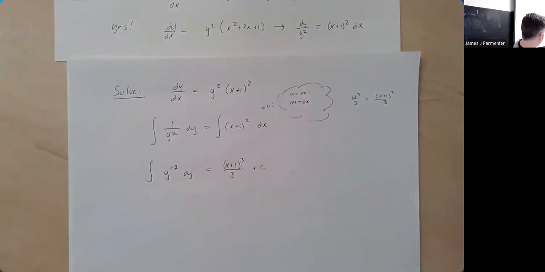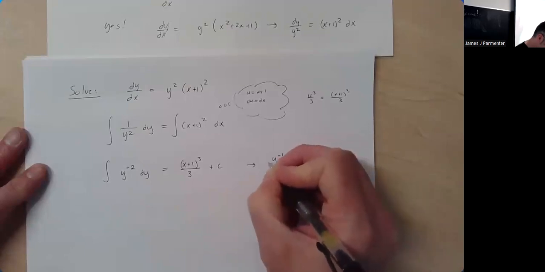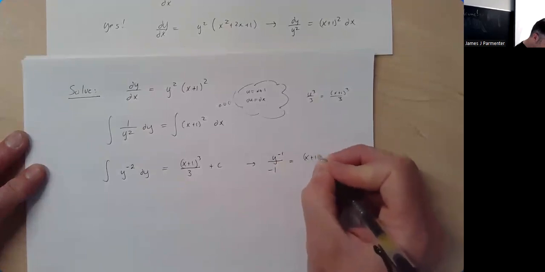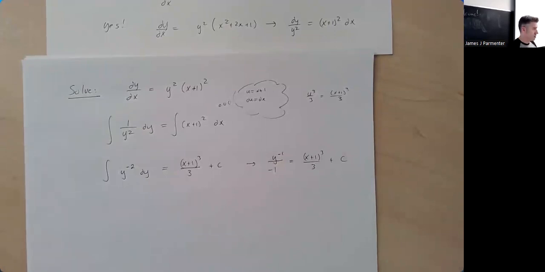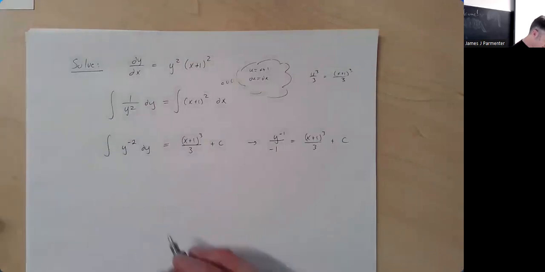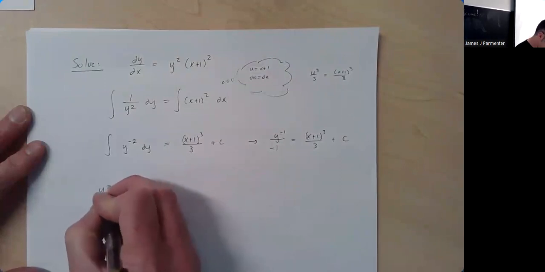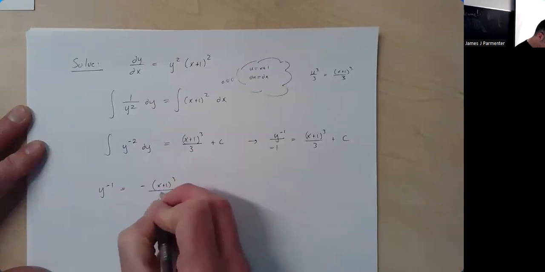And now we're going to anti-differentiate the left-hand side. So we're going to get y to the -1 over -1 equal to x plus 1 cubed over 3. Okay, so some things to think about. We're going to solve for y, and we'll introduce an initial condition in a second. So solving for y, I'm going to multiply everything by -1. So I've got y to the -1 equal to negative x plus 1 cubed over 3.